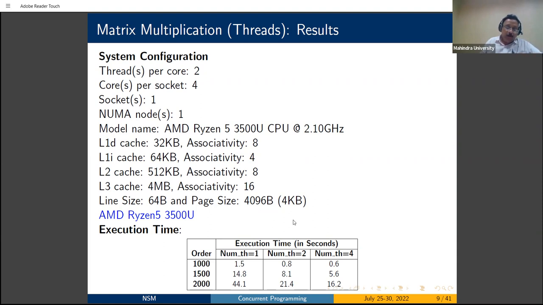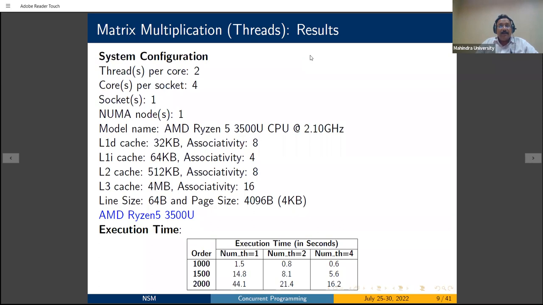Similarly, if you want to know about your laptop or desktop, simply type lscpu, and you will get some information about your machine. Try to understand the purpose of some of the things. It is difficult to understand each and every point. At least you should have some idea about the purpose of the L1D cache, L1I cache, L2 cache, and L3 cache, and how the line size affects performance.